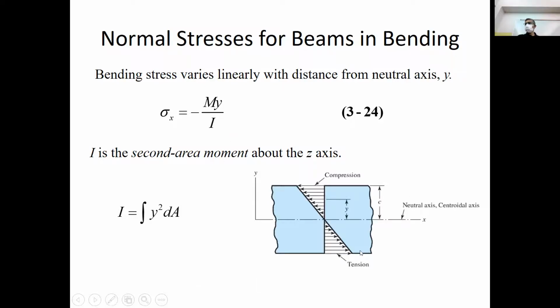So here the bending moment is really acting about the z-axis. It doesn't have a subscript, but this should say Mz. So sigma x is equal to Mz times y divided by I, but there is a negative sign. And my question is, why is there a negative sign?